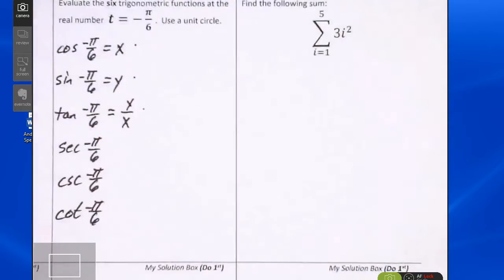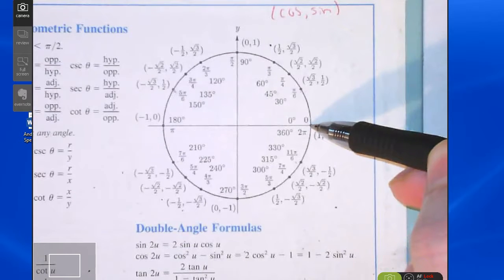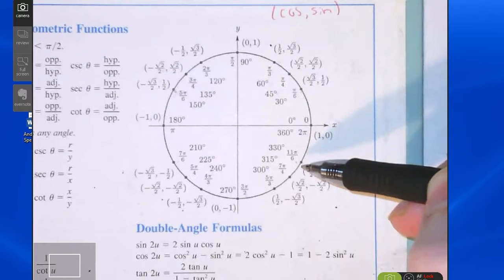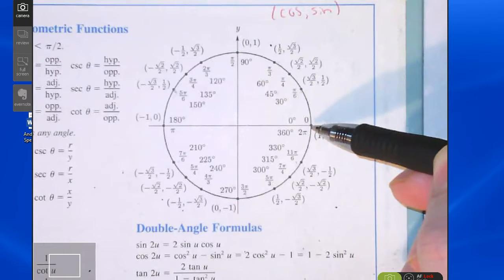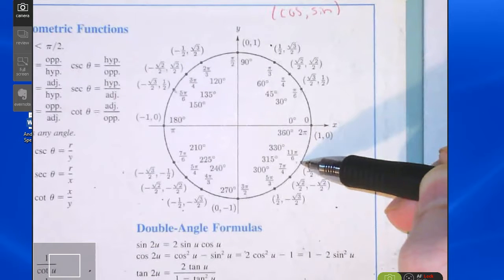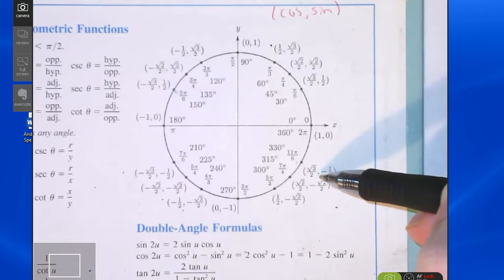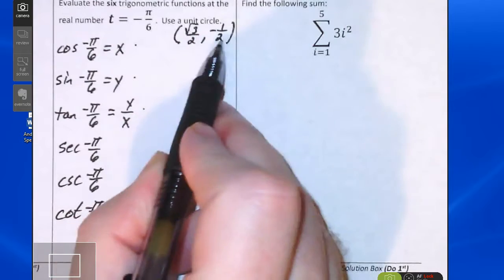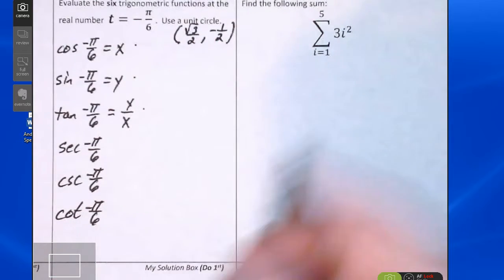Okay, to find negative pi over 6, we're going to look at a unit circle. On this unit circle, we have 0 degrees right here. Negative angles go in the clockwise direction. To find negative pi over 6, we can begin with 2 pi and then subtract pi over 6, which is 11 pi over 6. This point right here. And here's its ordered pair, the square root of 3 over 2, comma, negative 1/2. So our point is the square root of 3 over 2 and negative 1/2. This is what we're going to get our x and y values from, referred to in these formulas.